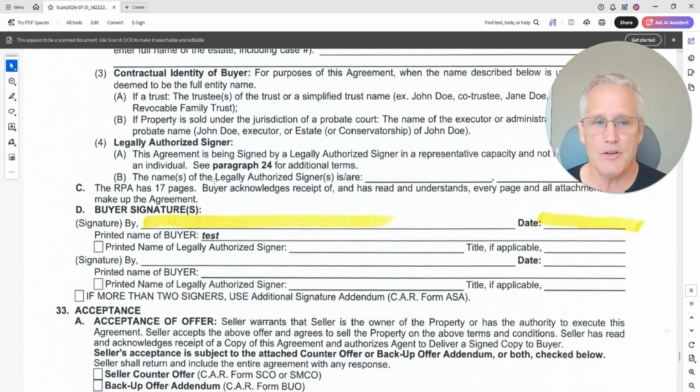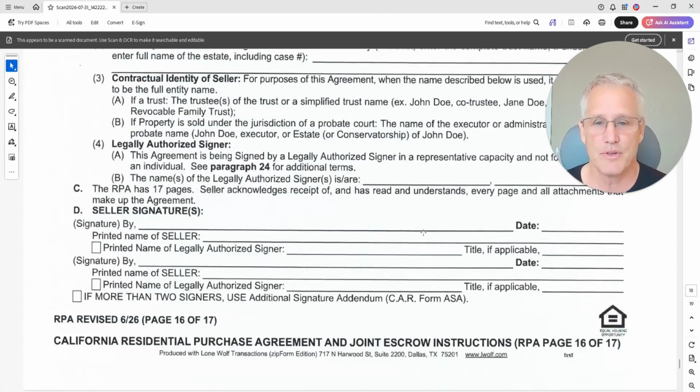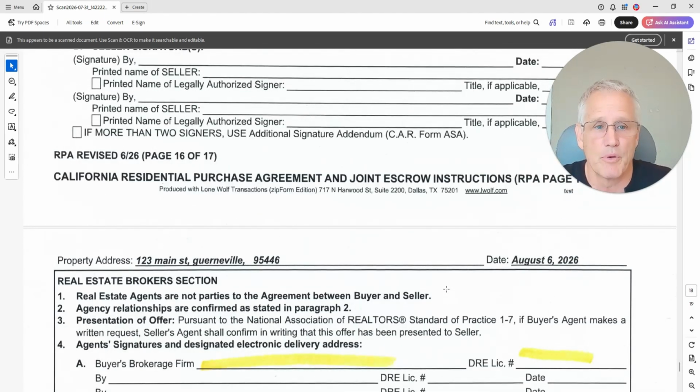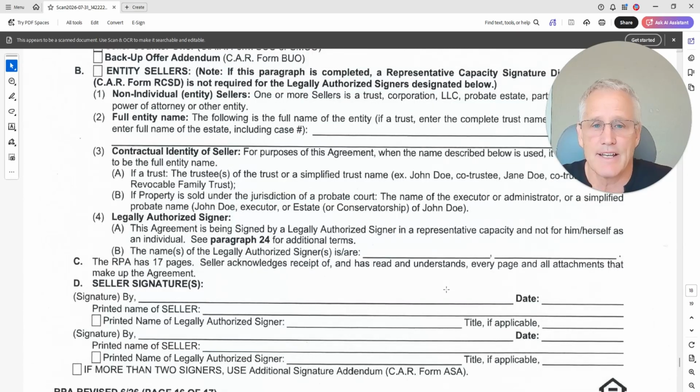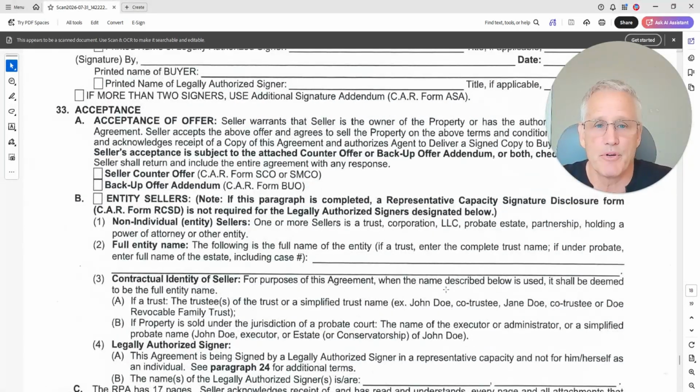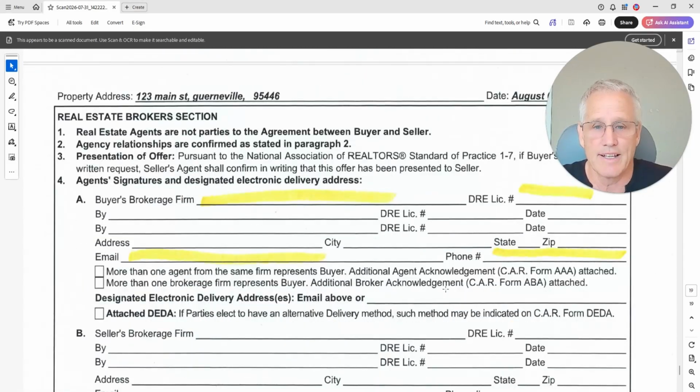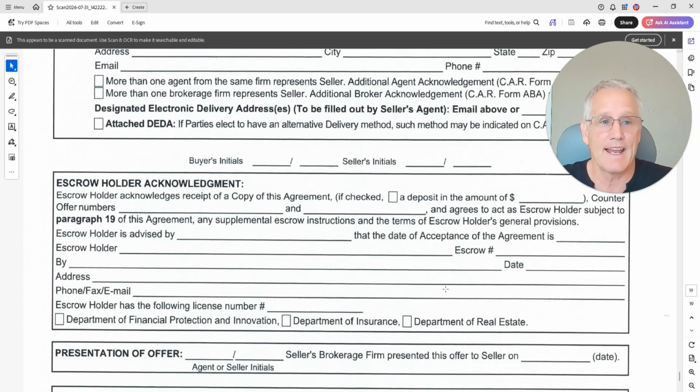Then it gets to the end where you sign and you date. Then your agent will send it over to the other agent. Agents' names and phone numbers and emails. Make sure the phone numbers, email, DRE licenses are on the purchase agreement. Then that gets sent over to the other agent. They present it to the seller. The seller will either accept it or write a counter offer where they accept it subject to the counter offer. They may want to change some of the terms of the agreement.